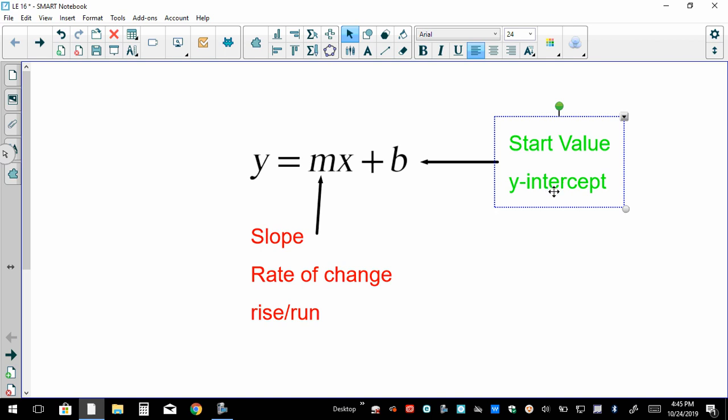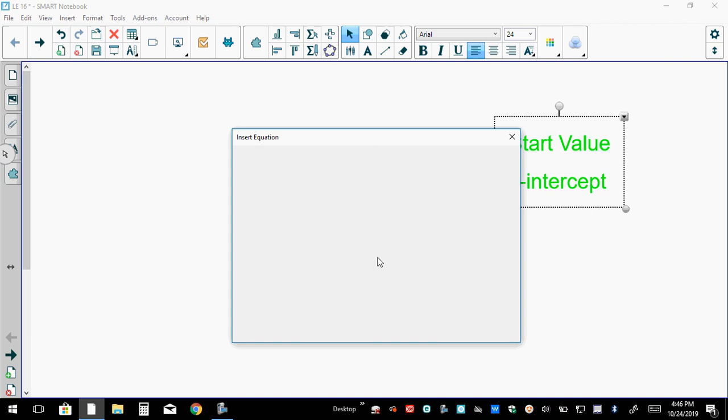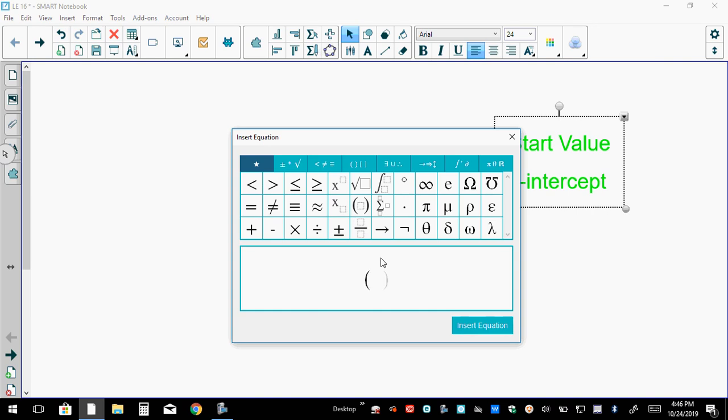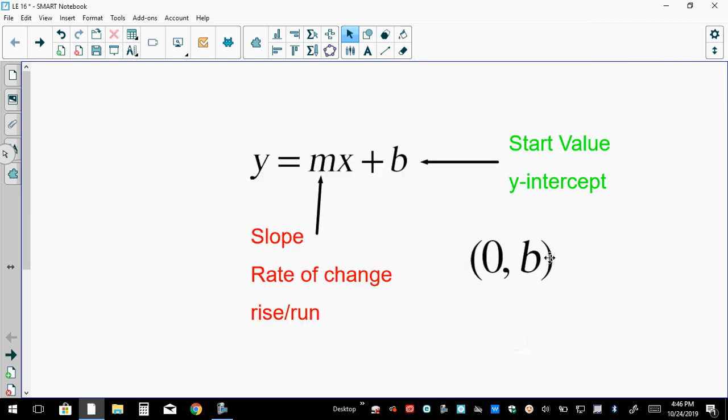Now, what does the y-intercept mean? Well, it's where it crosses the y-axis when x is 0. Because if I plug a 0 in here, it doesn't matter what this m number is. 0 times any number is 0, which leaves you with y equals b. So when x is 0, y is b. Oftentimes you'll see it written as (0, b). That's essentially the ordered pair for this linear equation, y equals mx plus b.